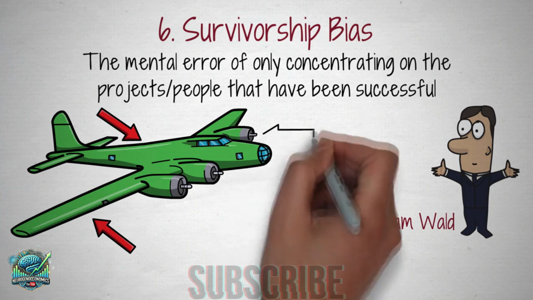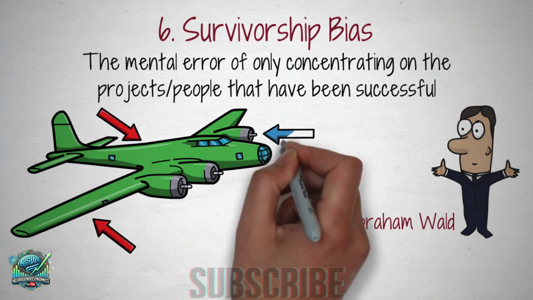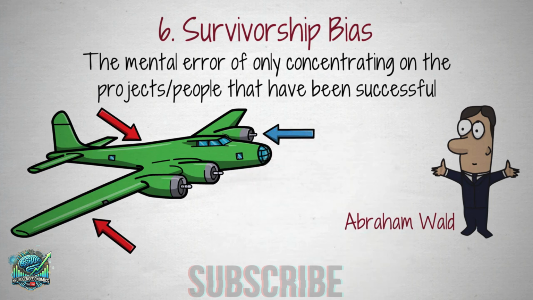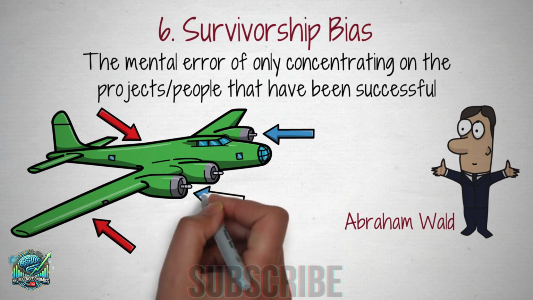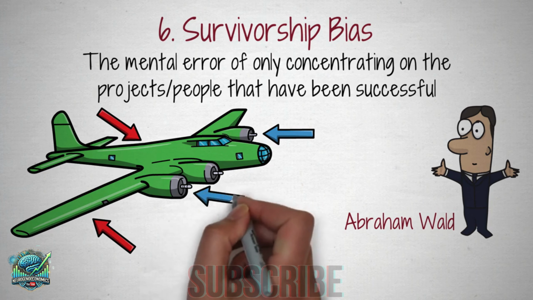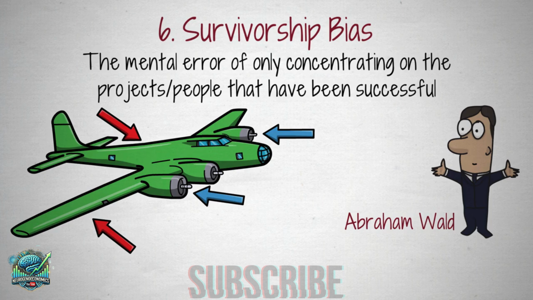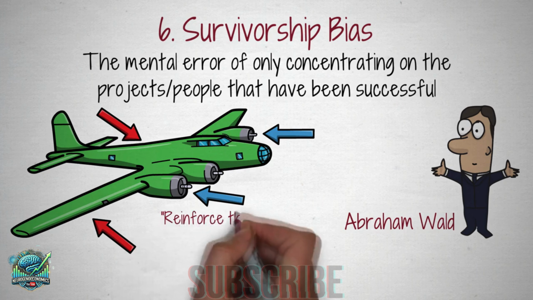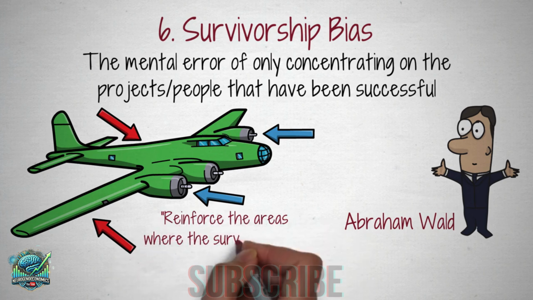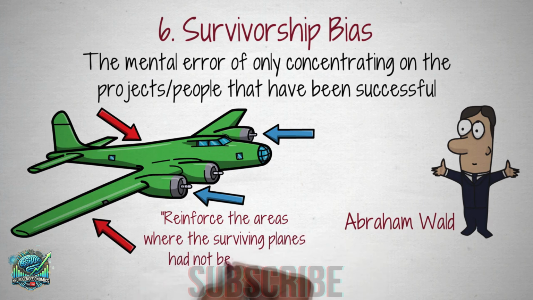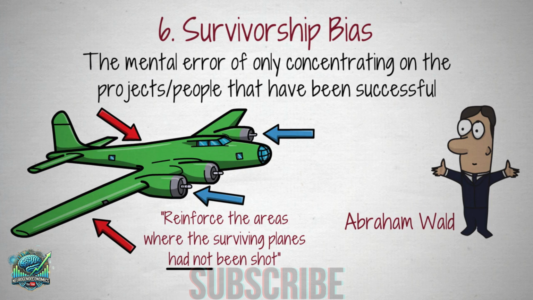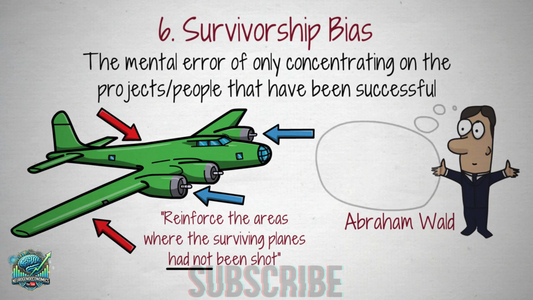In other words, where these planes had been hit was survivable damage, because they'd flown home. The planes who'd crashed hadn't returned, and therefore hadn't brought back data about the places where the damage proved fatal. Wald proposed that the military reinforce the areas where the surviving planes had not been shot, as those were the places where downed planes had been damaged. Wald's brilliant observation was correct and saved many planes from a crash landing.